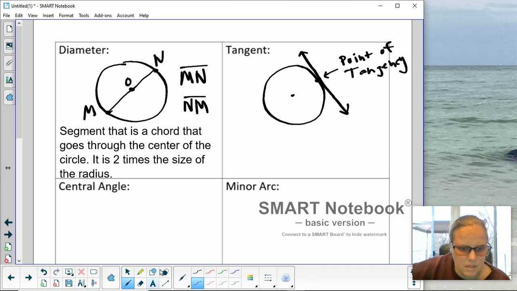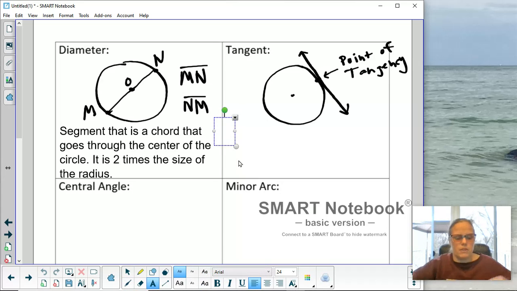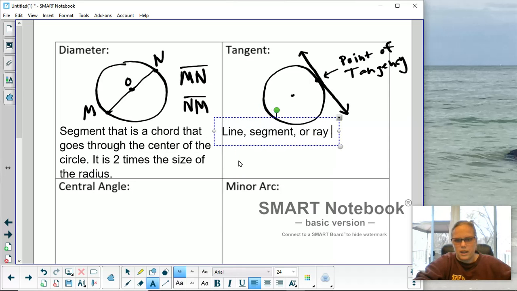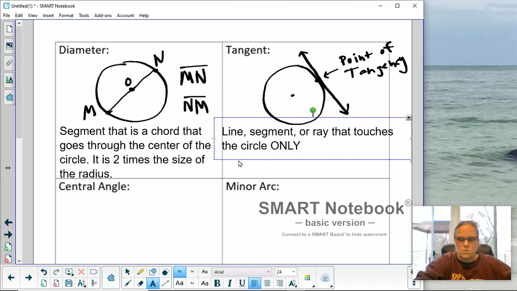So let me type in that. A tangent is a line, segment, or ray that touches the circle only once.